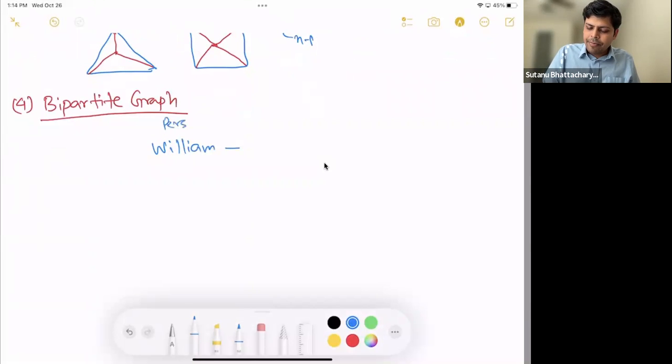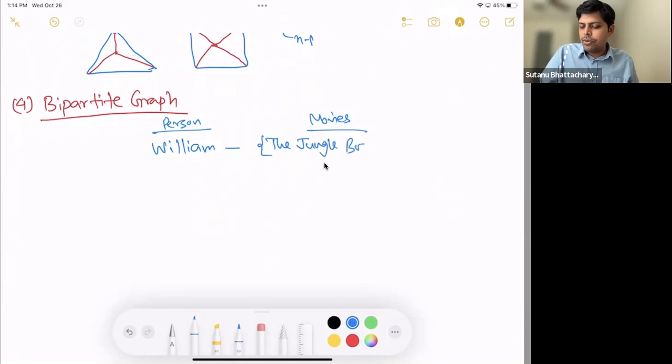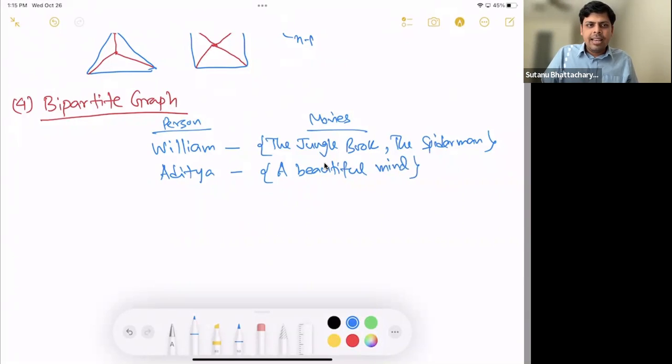So here I will write person name, and here I write the movie name which that person likes most. So William likes maybe the Jungle Book. I'm randomly writing Jungle Book, the Spider-Man, maybe Aditya, maybe he likes a Beautiful Mind, only this one, and maybe Henry likes the Spider-Man. Also maybe Inception.